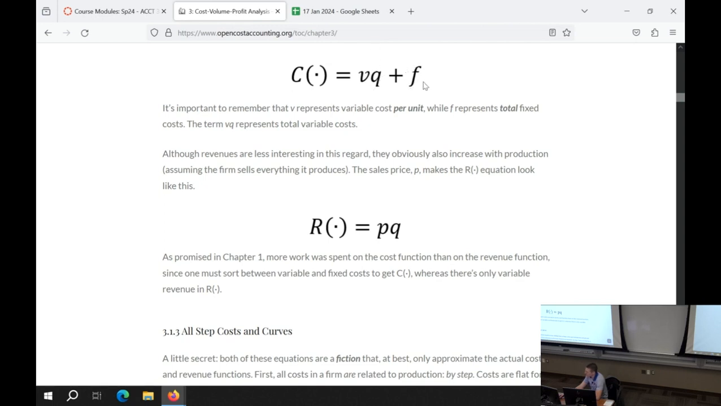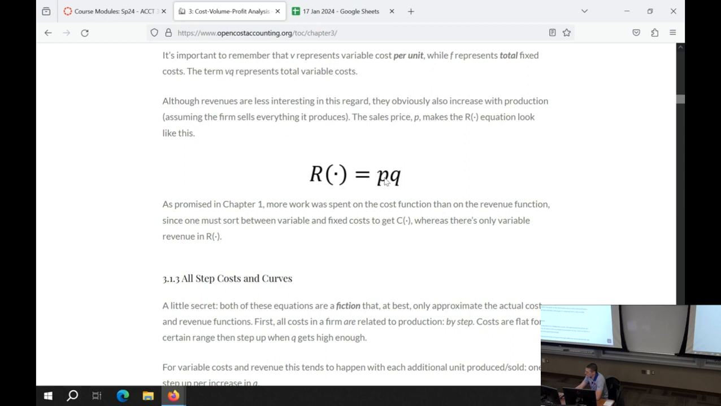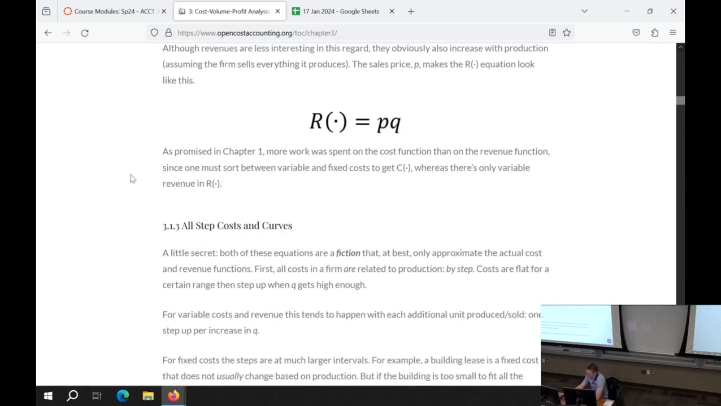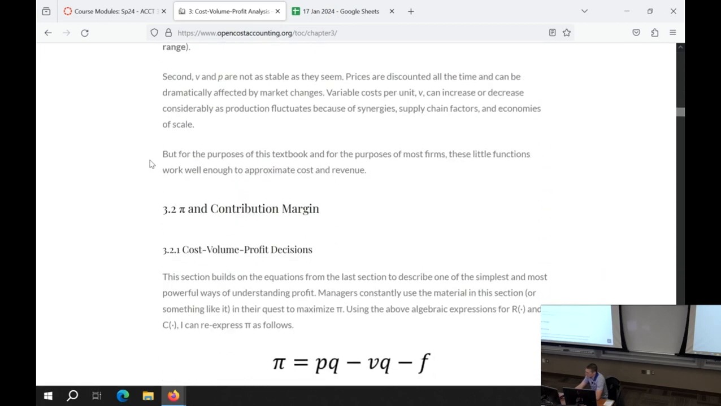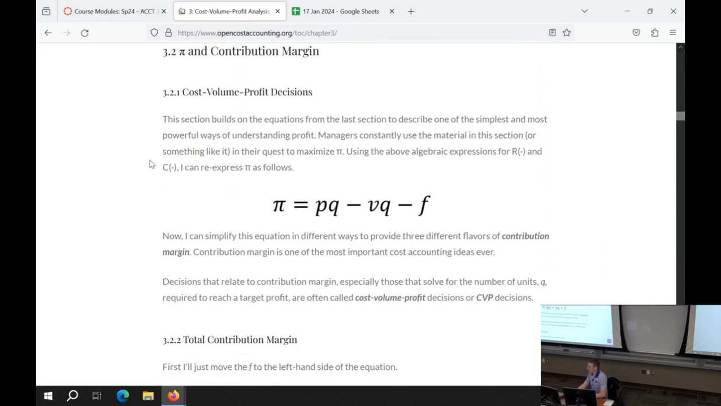F is just alone. There's no Q there. So no matter whether Q is very high or Q is very low, F stays the same: fixed costs. And of course, revenue, the more you sell at a price P, it goes up. Okay, this is pretty simple, I think. So skip over, now we're going to define contribution margin.